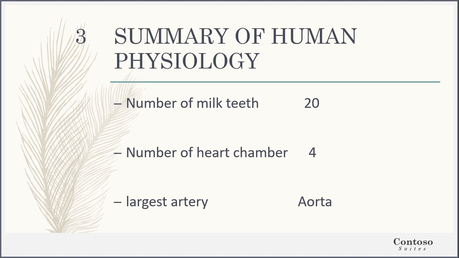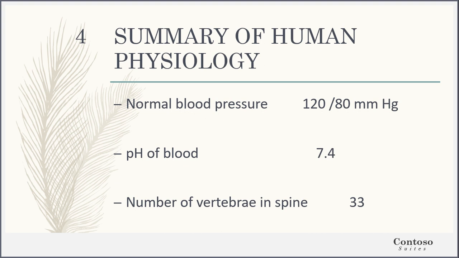The number of milk teeth in the human body is 20. The number of heart chambers is 4. There are actually 4 chambers in the heart. Then we have the largest artery, which is known as the aorta. The normal blood pressure is 120 by 80 millimeter Hg. Millimeter Hg is a unit of pressure like ATM or torr, and 120 is the highest blood pressure in a normal situation, and 80 is the lowest blood pressure in a normal situation.